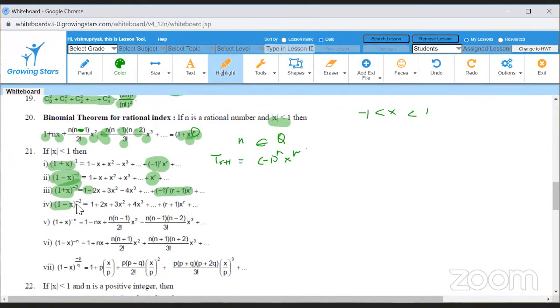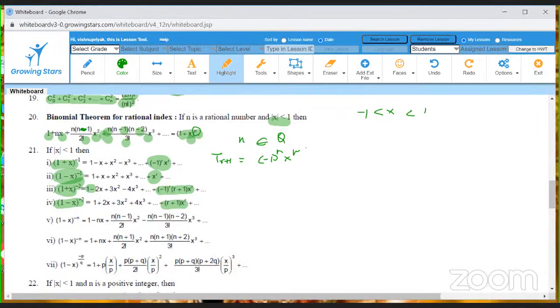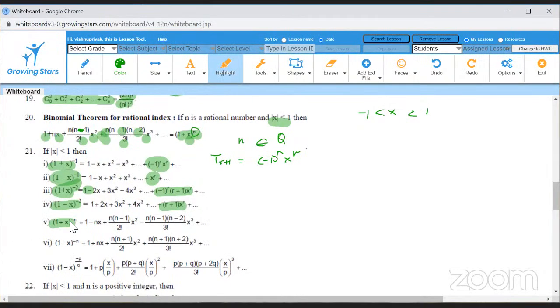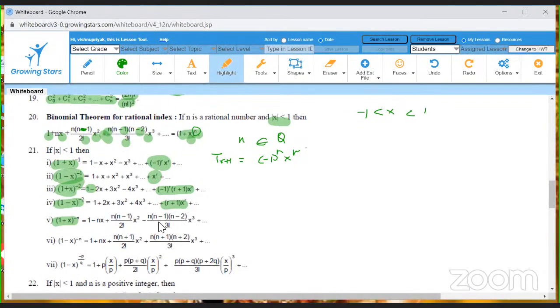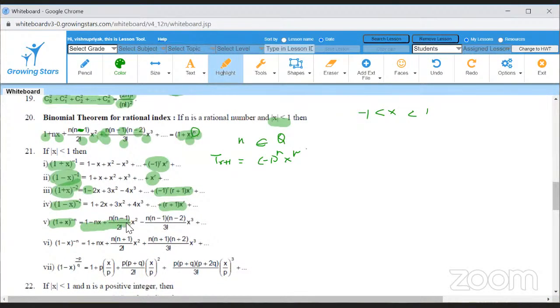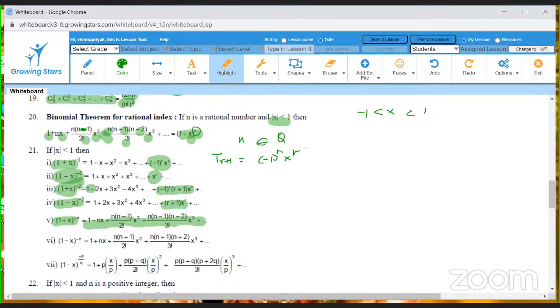Next, (1 + x)^(-2). This is the general term, (r + 1)x^r. (1 + x)^(-n): the general term is not given, so you have to remember this. 1 - nx + n(n - 1)/2! x² - n(n - 1)(n - 2)/3! x³.